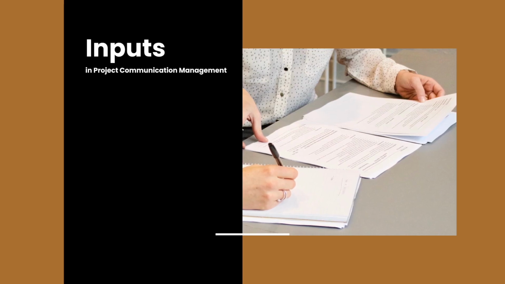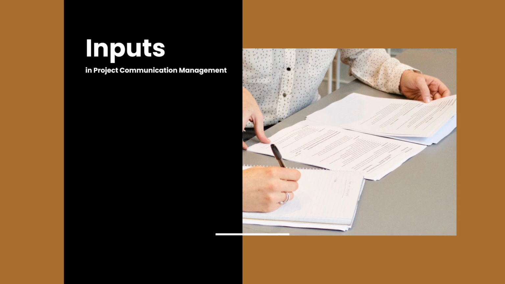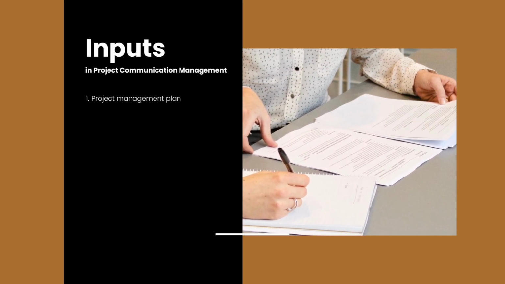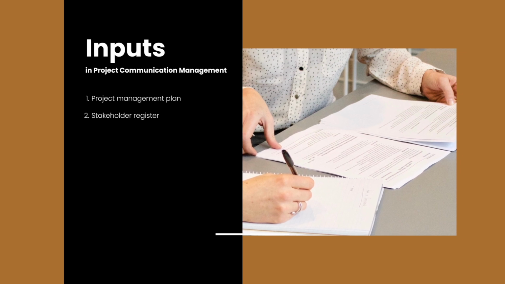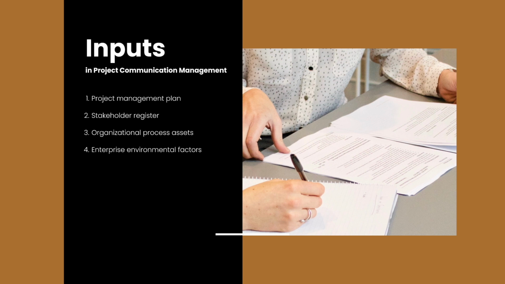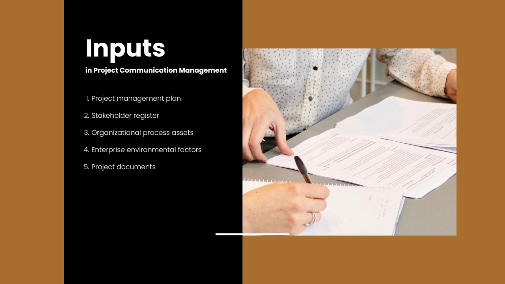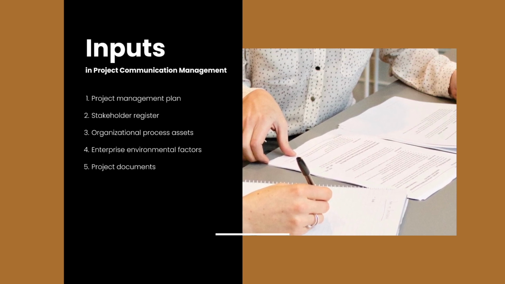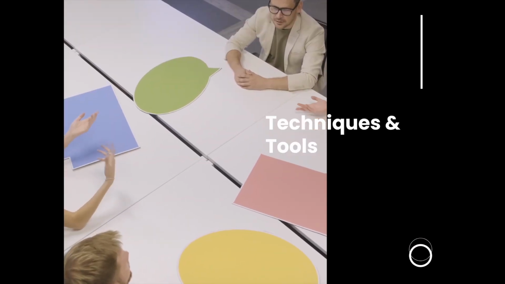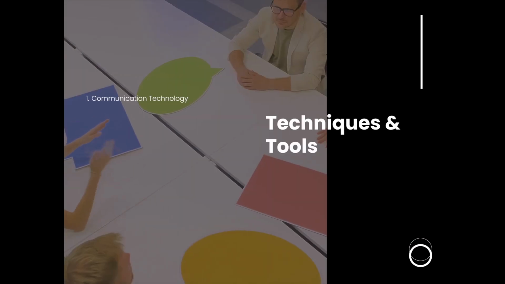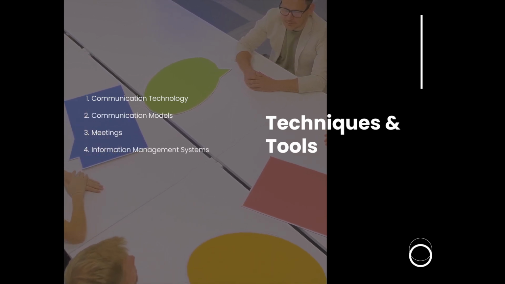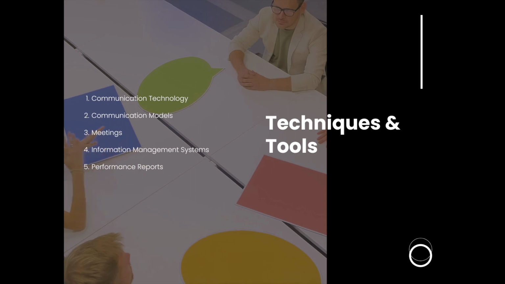There are several inputs to the project communication management processes, including the project management plan, stakeholder register, organizational process assets, enterprise environmental factors, and project documents. Techniques and tools used in project communication management can be communication technology models, meetings, information management systems, and performance reporting.